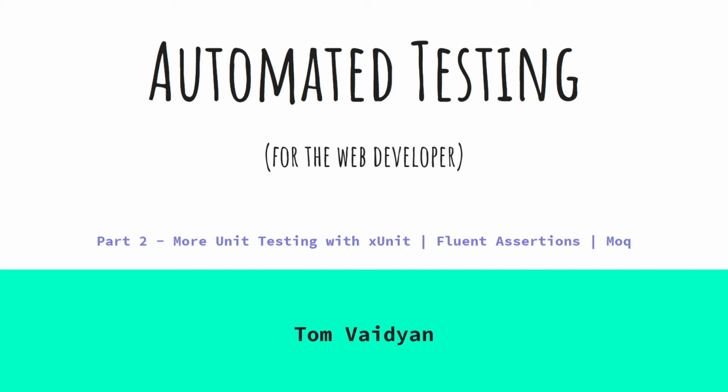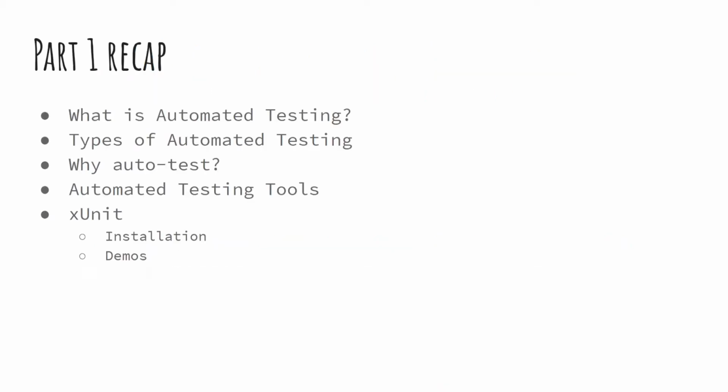If you didn't catch part 1, you can check that out by clicking on the link in this video or in the description below. In that video, we defined what automated testing is. What are the different types of automated tests? We established why we want to do automated testing and the benefits that we can achieve by doing so. We also looked at tools that are available in this space. Specifically, we looked at xUnit, one of the most popular testing frameworks out there for .NET developers. We walked through how we can install it, and we wrote a few unit tests so that we can get a hang of the mechanics of unit testing.